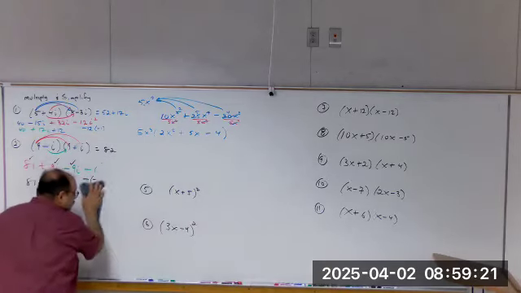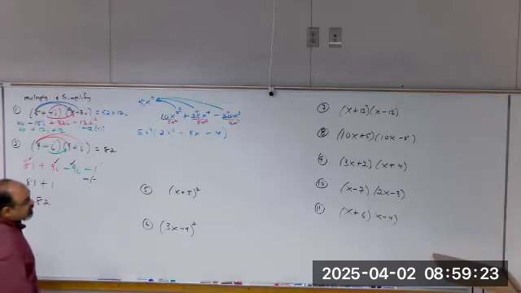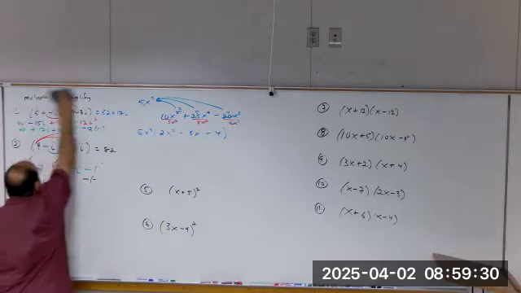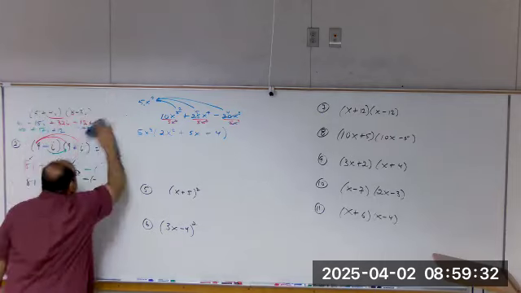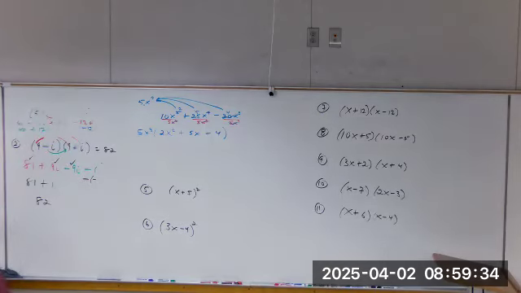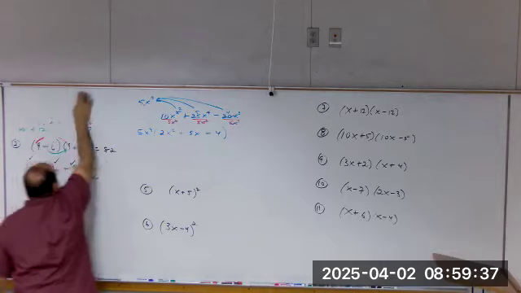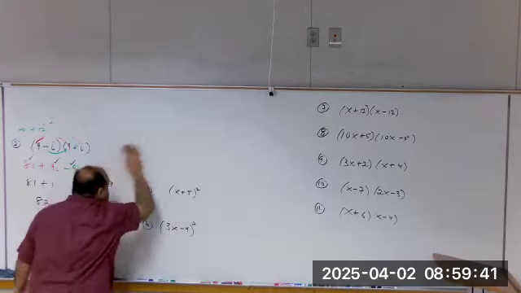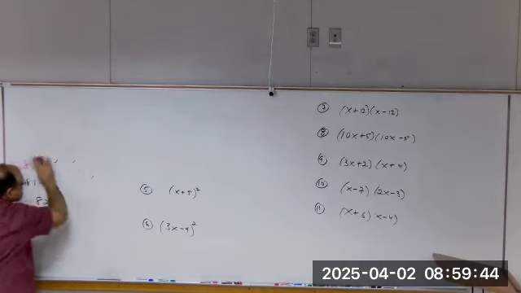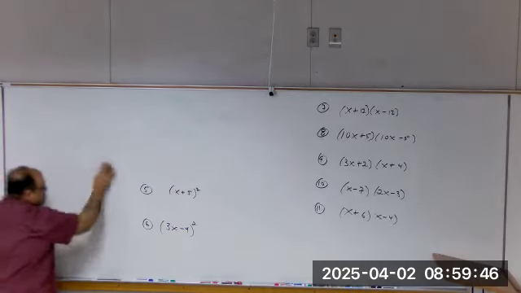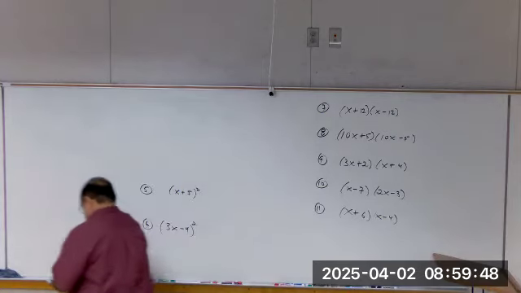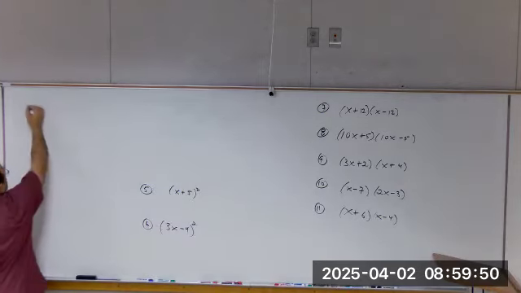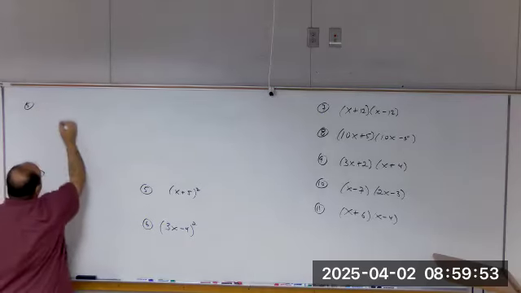Now, we've done things like 5, 6, and 7 many times. Well, 5, 6, 7, and 8. Those are special products. Five.